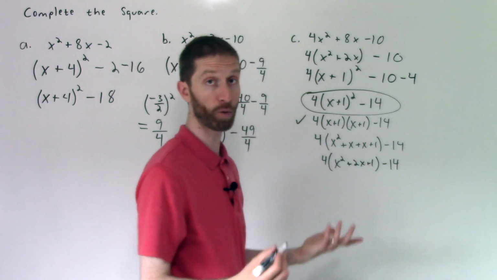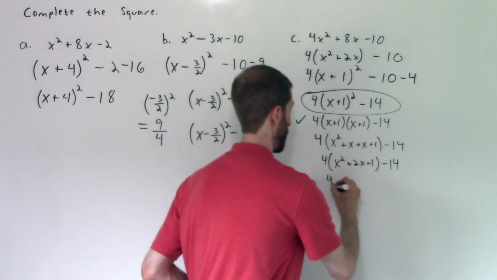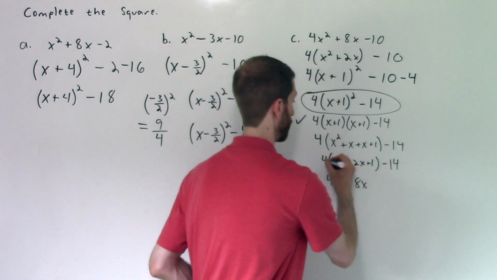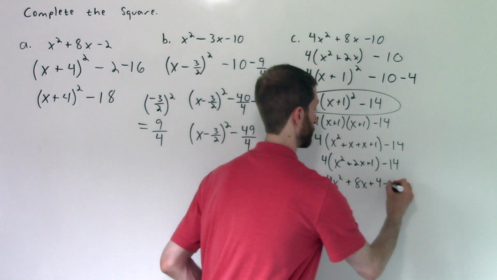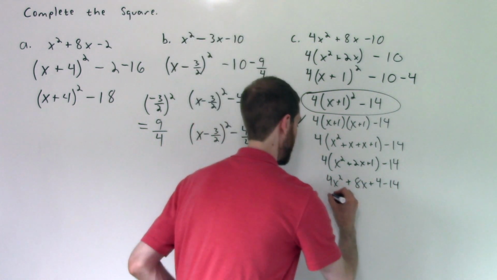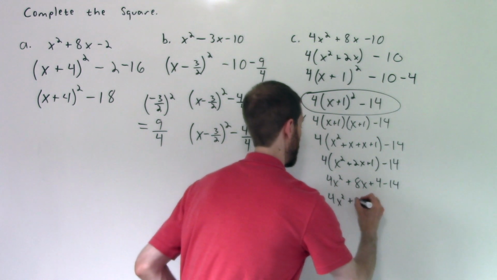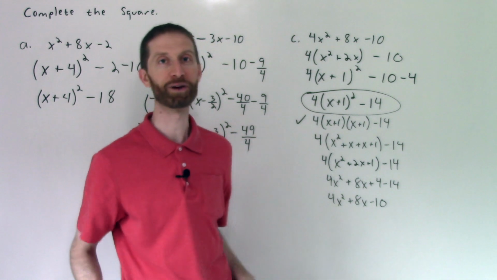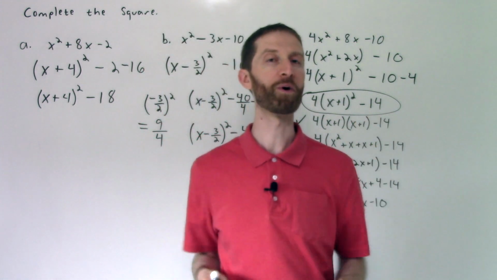Now we're going to distribute the 4 to everything. 4 times x squared is 4x squared. 4 times 2x is 8x. 4 times 1 is 4. Ooh, look where we are. We just got to combine those like terms. 4x squared plus 8x minus 10. And that is what we started with. It's equal, which is what we wanted.